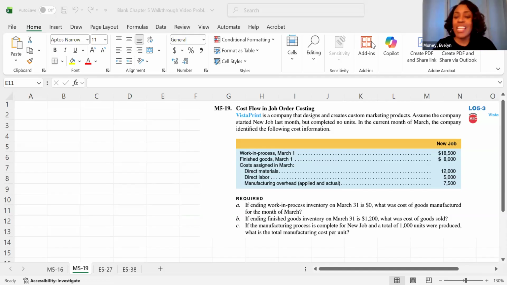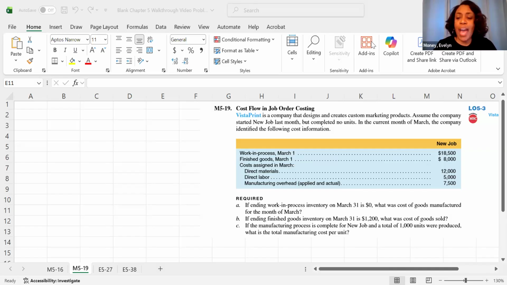So we have this company, Vistaprint, a company that designs and creates custom marketing products. Assume the company started a new job last month, but completed no units. In the current month of March, the company identified the following cost information. So we have some beginning work in process costs and some finished goods, and then some costs assigned during March.